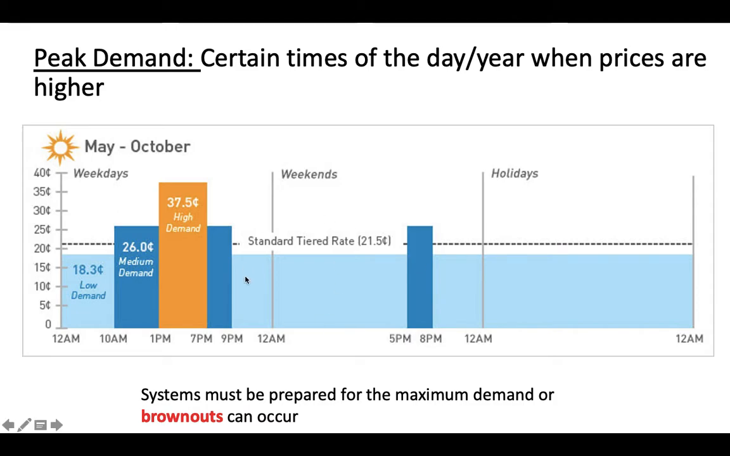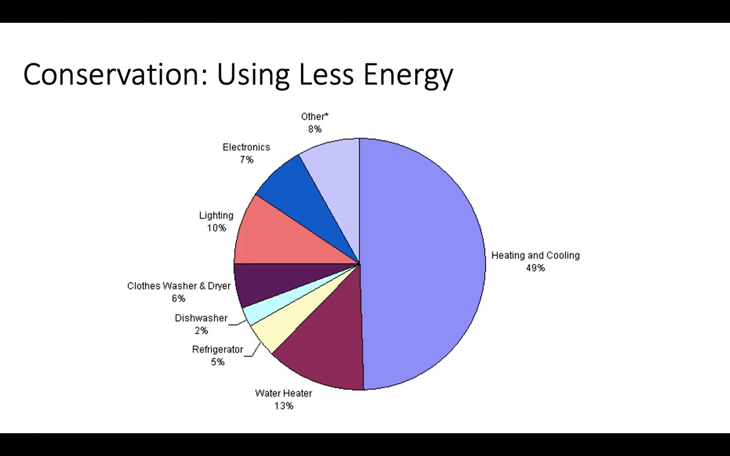The system that you set up for electricity needs to be prepared for the demand. You need to be able to meet the demand when it comes, otherwise you can have brownouts or blackouts, which is just when you lose partial power in a brownout or complete power in a blackout. So conservation is, like I said, all about using less energy.